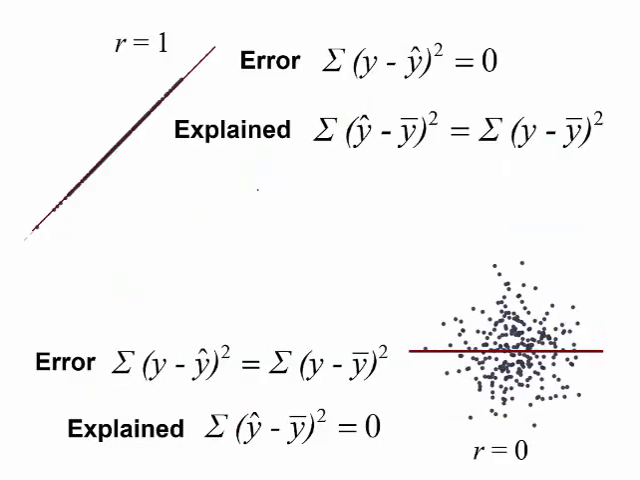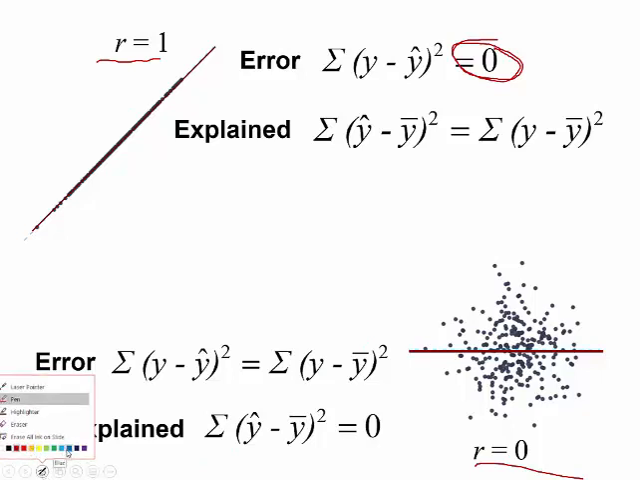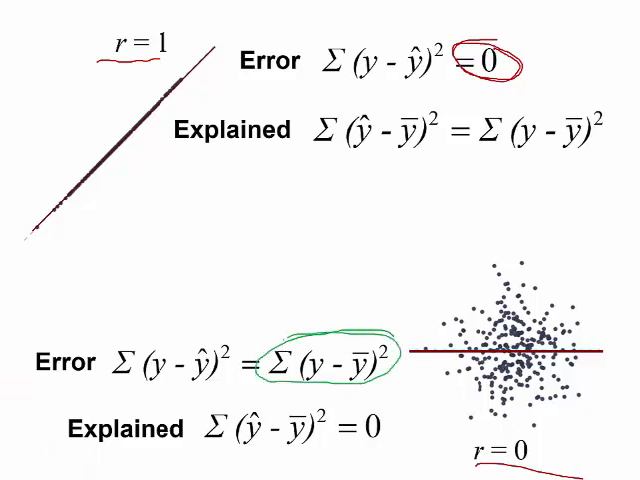So let's put this together and see both the error variance sums of squares and the explained variance sums of squares, and see how they change going from a correlation of 1 to a correlation of 0. It's just the inverse of each other. So error is 0 when you have a perfect positive relationship, and it becomes equal to your total sums of squares when you have a 0 relationship.